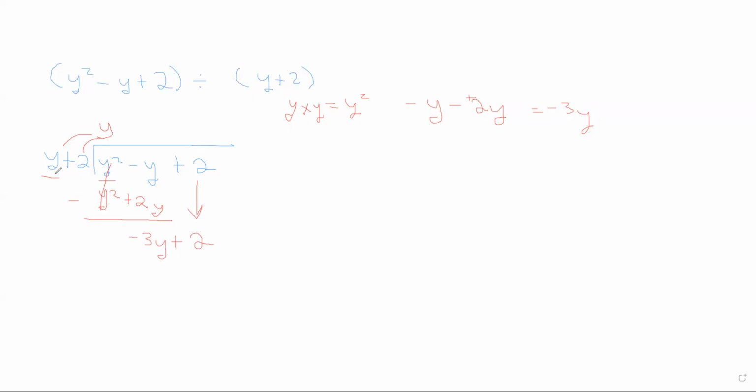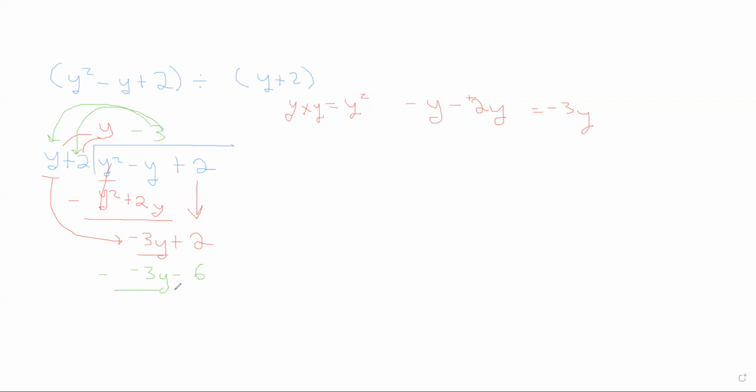Now we have to look at y going into negative 3y. y goes into negative 3y, and that will be negative 3, because negative 3 times y is negative 3y. So you see how we try to get the same term, the first term, we have to match it, just like how we did here, y squared minus y squared. Then we do negative 3 times positive 2, which is negative 6.